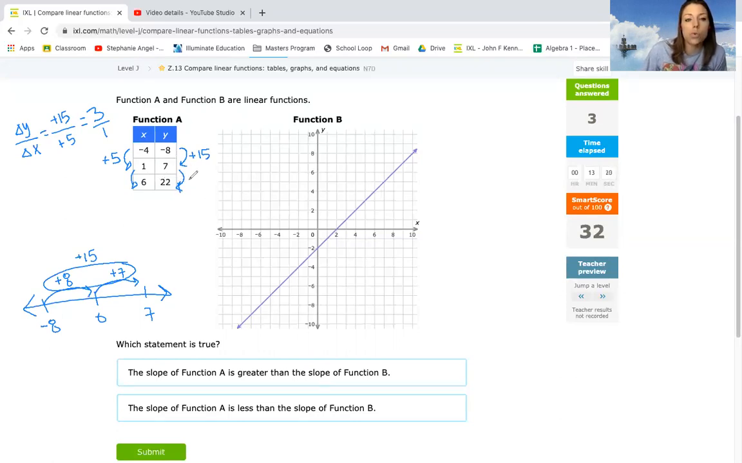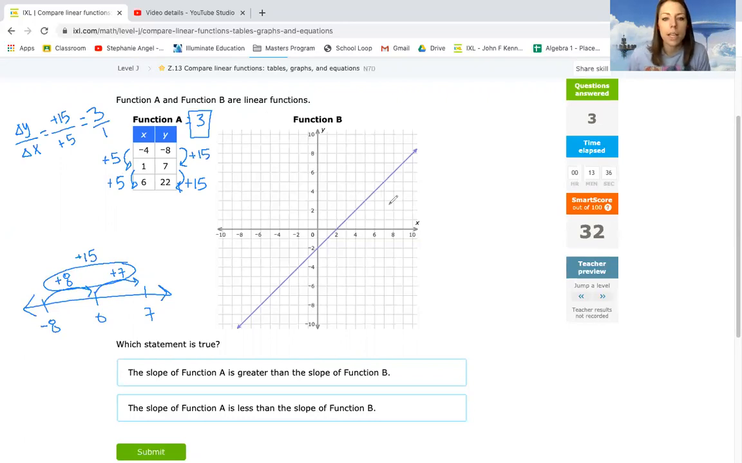So how do I get from 7 to 22? I think that's also positive 15. And how do I get from 1 to 6? That's also positive 5. So look, we still have positive 15 over positive 5, which means our slope of function A is 3 over 1 or just 3.